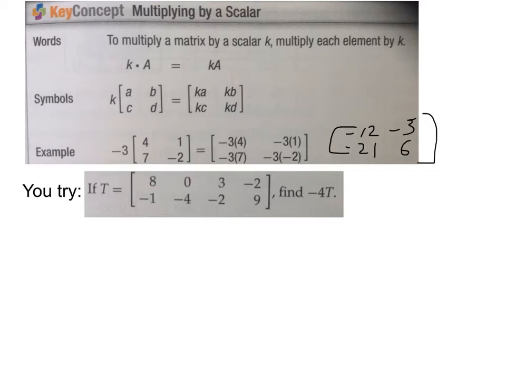So go ahead and hit pause and try to find, if this is what matrix T is defined as, find out what negative 4T would be. Hit pause.